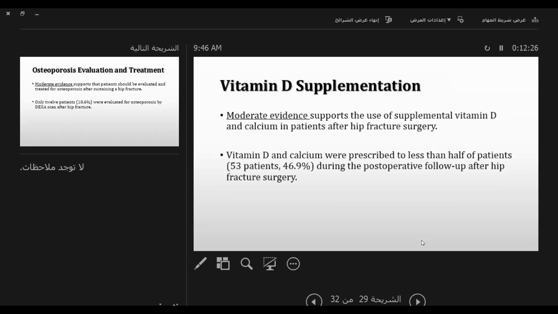Regarding vitamin D supplementation, moderate evidence supports use of supplemental vitamin D and calcium after hip fracture surgery. Vitamin D and calcium were prescribed to less than half of our patients during the post-operative follow-up.